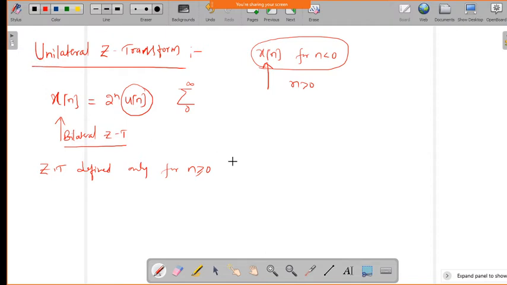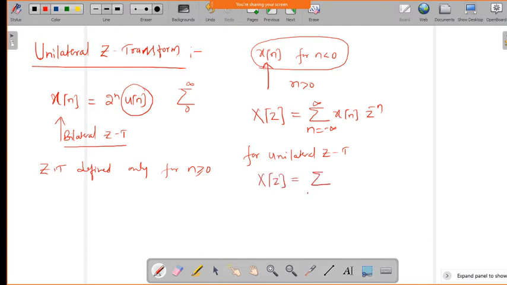Now we know the expression for x of z, which is the summation from n equal to minus infinity to plus infinity of x of n into z power minus n. For the unilateral Z transform, we always take the summation from n equal to 0 to infinity of x of n into z power minus n. This is how the unilateral Z transform is defined.